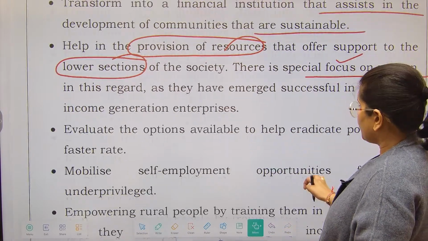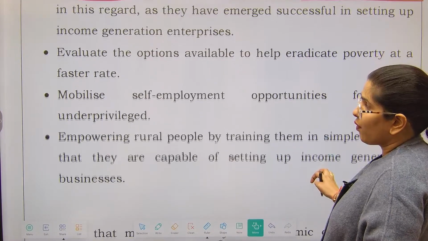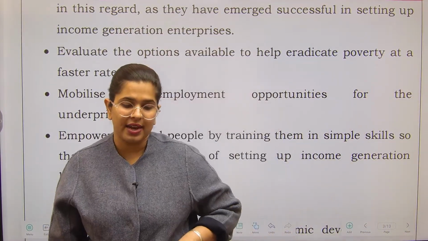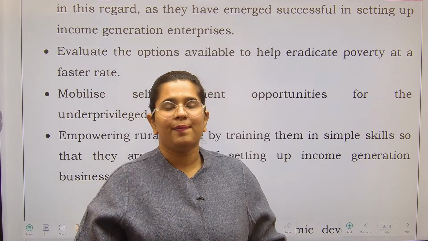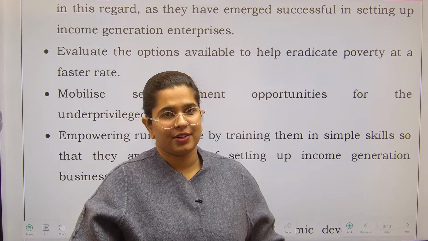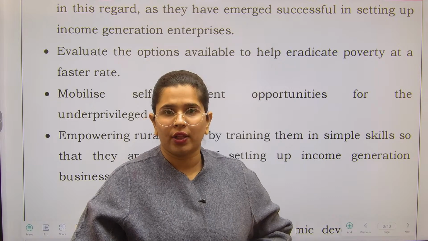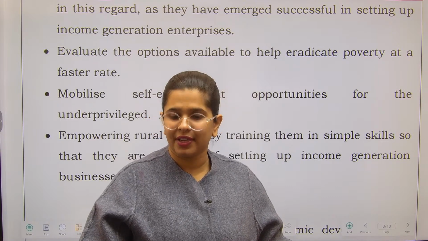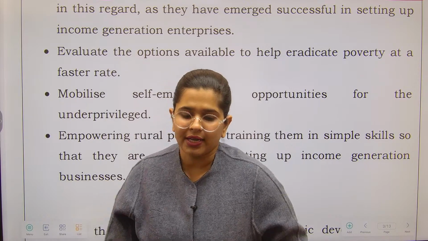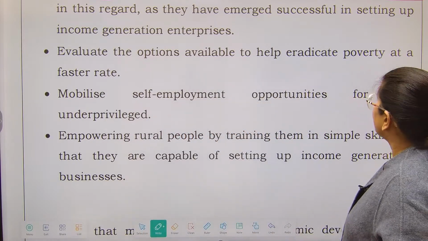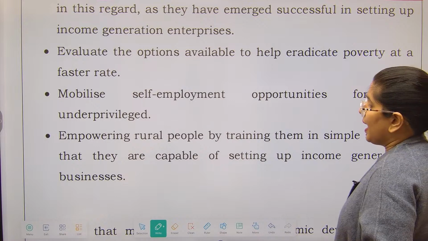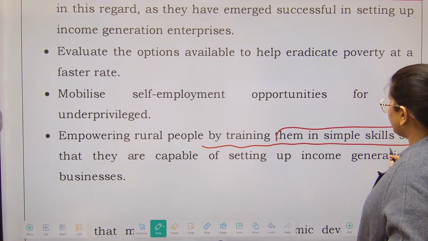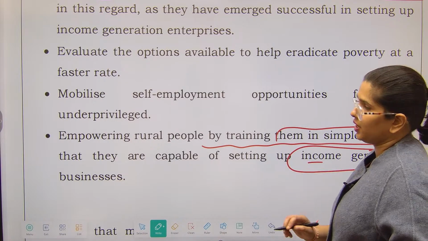Now, evaluate the options which are available to eradicate poverty at a faster rate. Now, this is the ideal goal that microfinance institutions have, but nothing goes as per plan. So yes, there are microfinance institutions that do not have good track records and are not acting as per the goals that have been given to them. But still, let's move forward. Mobilizing self-employment opportunities for the underprivileged, empowering rural people by training them in simple skills so that they are capable of setting up income-generating businesses.